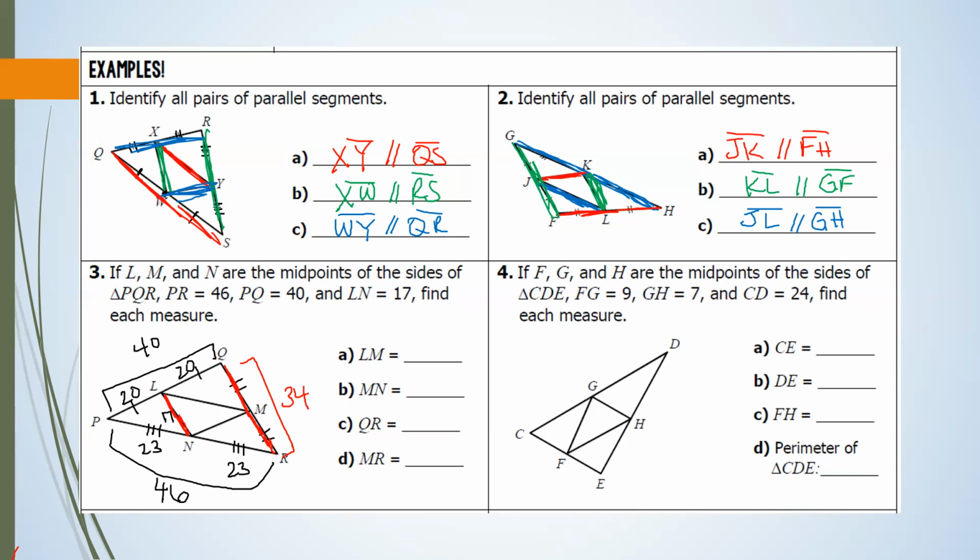Along that same idea, we can now find LM. Because this whole side here is 46, then LM, the midsegment that's parallel to it, has to be half of 46, or 23. And then to find NM, well, NM is parallel to PQ, and half of PQ is 20. Now I have all the numbers to fill in my blanks over here. LM was 23, MN is 20, QR is 34, and MR has to be half of 34, so that's 17.